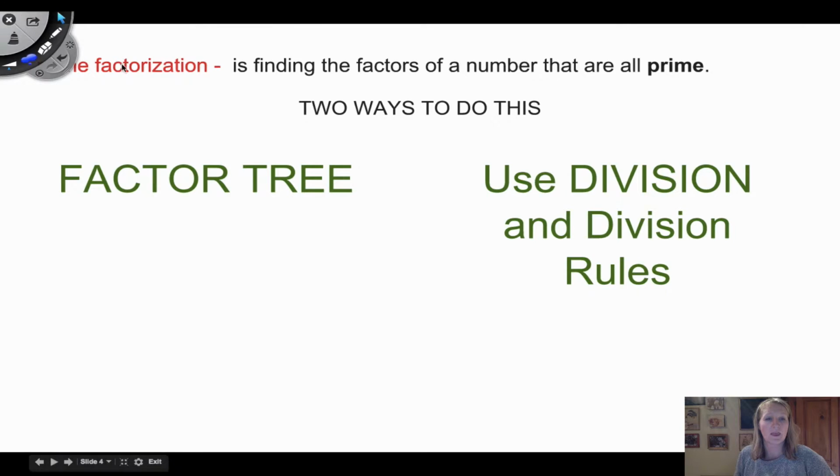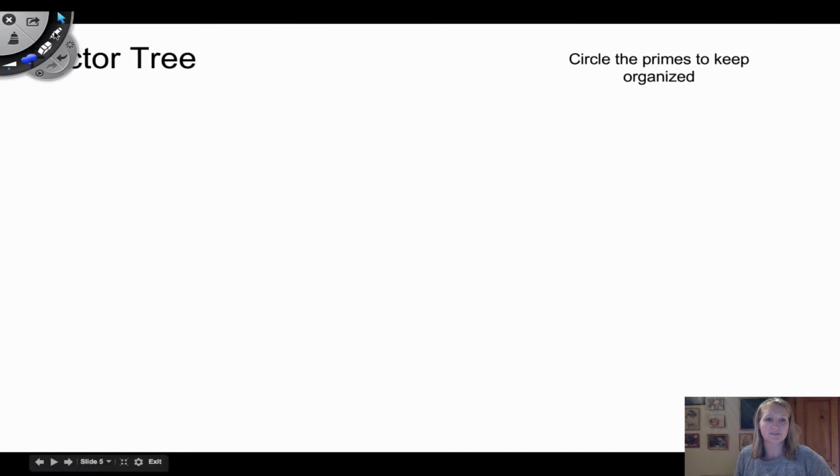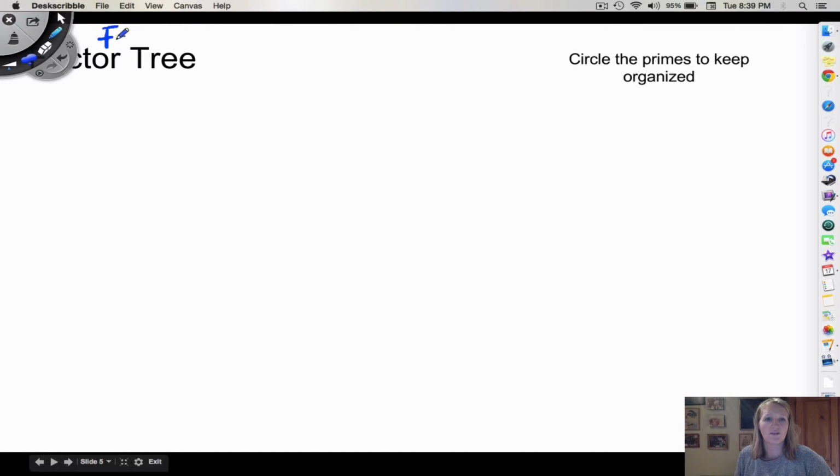Oops. So a factor tree, gosh, I need to learn how to do that. So a factor tree, okay, looks something like this. If I were to use prime factorization on the number 12.